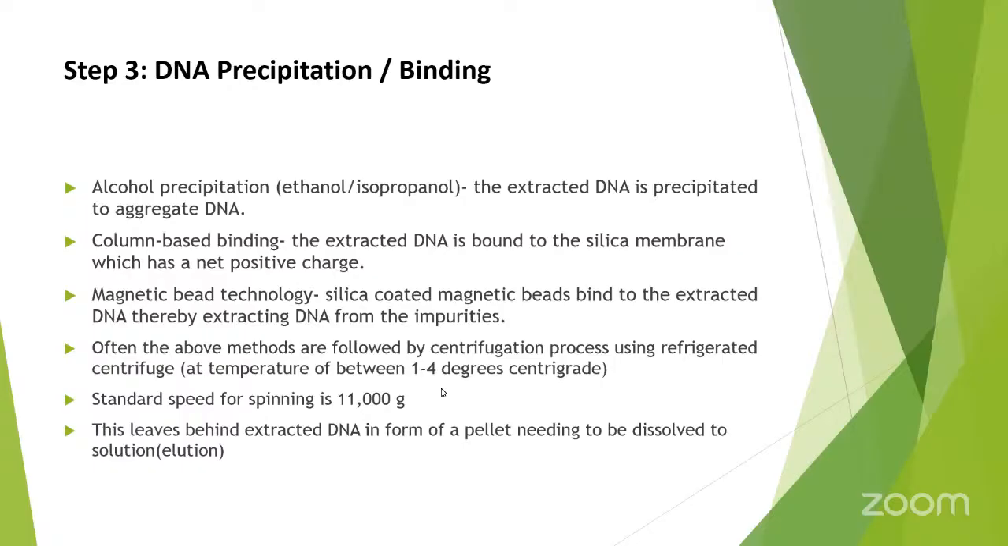Often the above methods are followed by centrifugation using a refrigerated centrifuge. I know most of you know about this. The refrigerated centrifuge is normally at a temperature of 1 to 4 degrees, and there is a standard speed for spinning, at 1100 gravitational force. This leaves the extracted DNA in the form of pellets, which need to be dissolved into solution in the elution step.